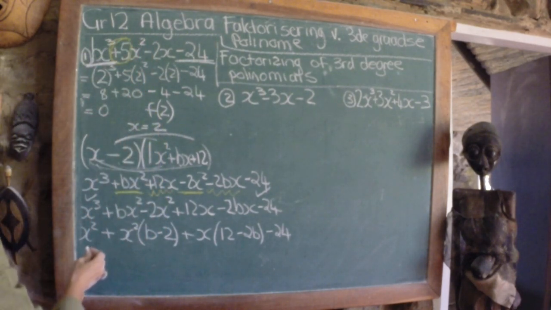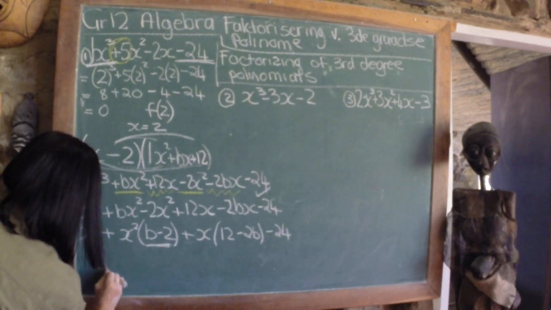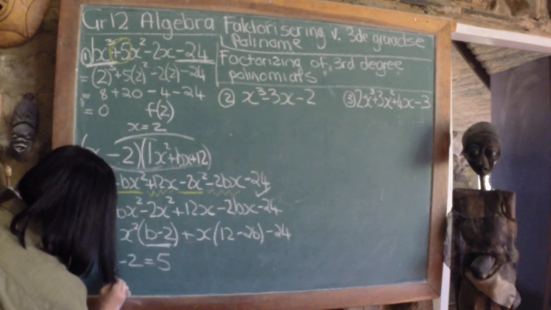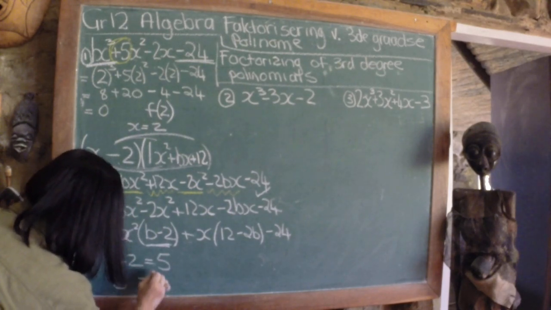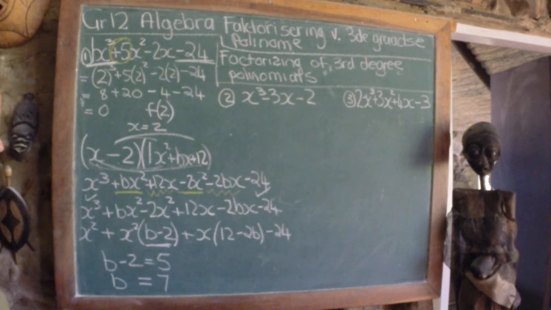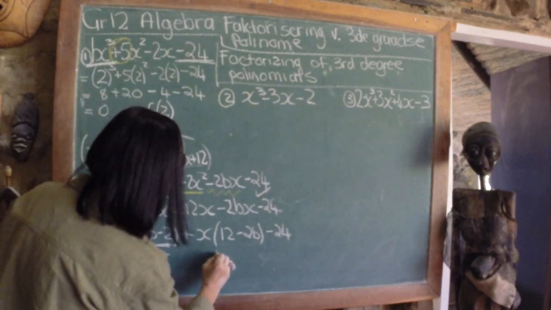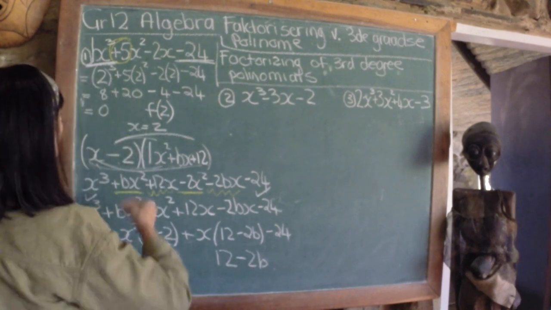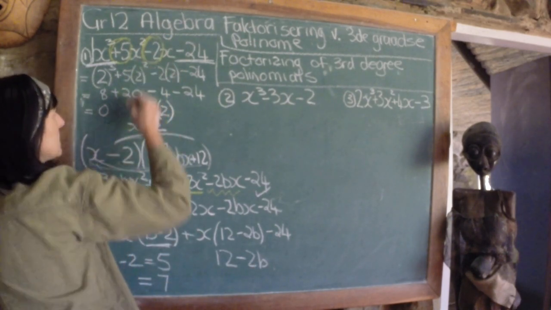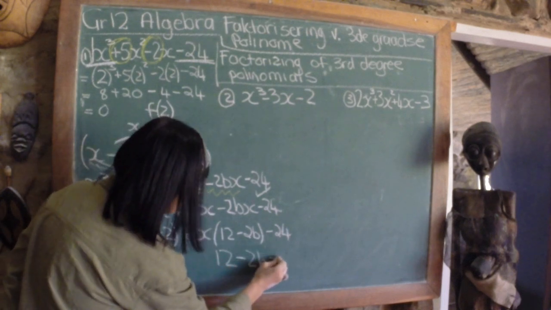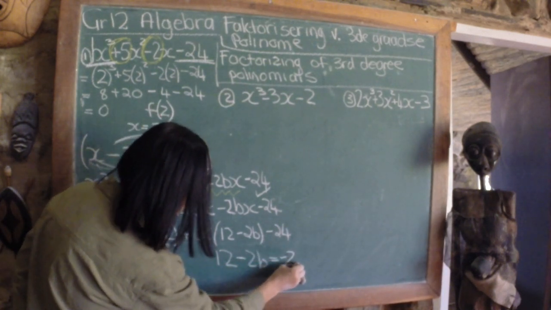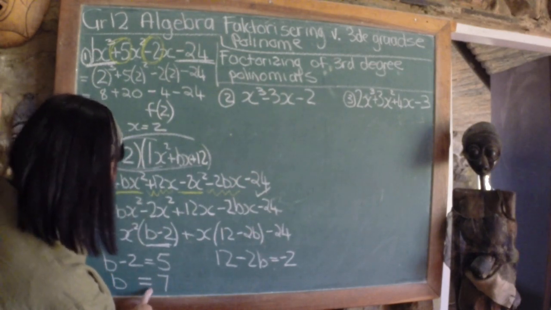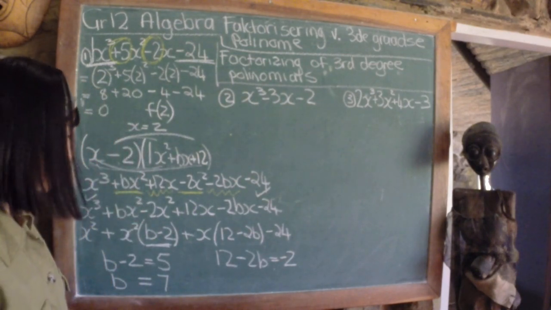Plus 5. So b minus 2 moet gelyk wees aan 5. So hoe groot is b? B is gelyk aan 7. Let's take this part. 12 minus 2b must be equal to minus 2. So let's equal it to minus 2 and you'll get the same value for b. If this must be the same, otherwise it's incorrect.